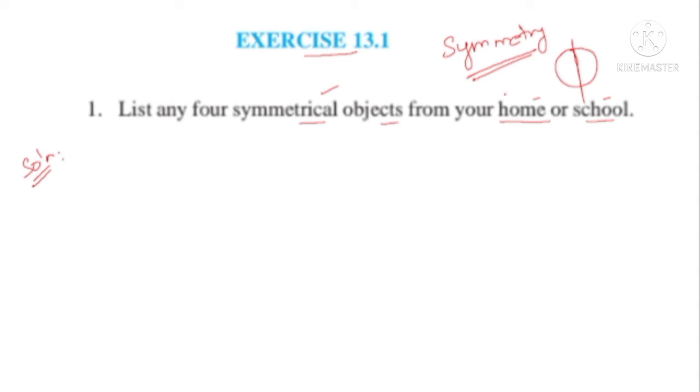So in school we can tell about the blackboard, and then duster, we can divide it into equal halves, duster. And in home we can divide table, television into two equal halves, television, scissor. Okay, scissor. So these are some examples.